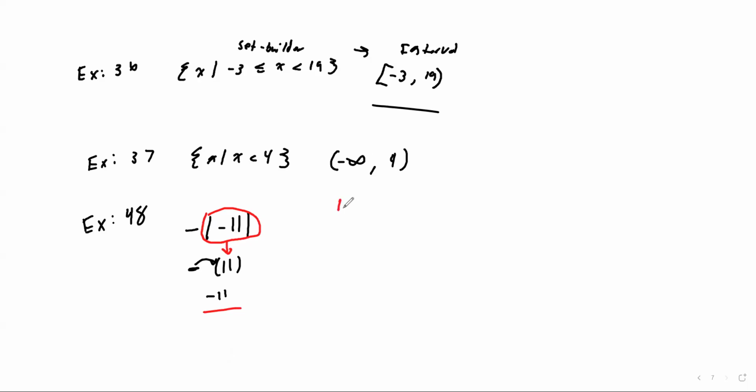Let's look at another one. Let's look at number 50. This one is negative, 4 minus 9, the absolute value of it. So again, we're going to do the inside first. So 4 minus 9 gives me negative 5. Now I'm going to work out the operation of absolute value. So the absolute value of negative 5 is 5. And then I drop down the negative, and then I apply it. So therefore, my answer will be negative 5.